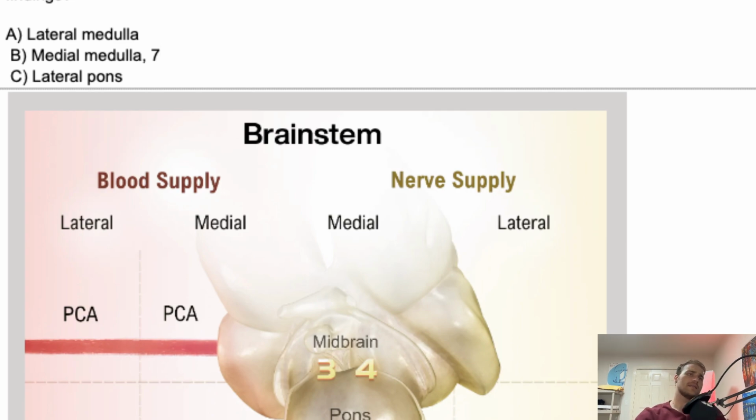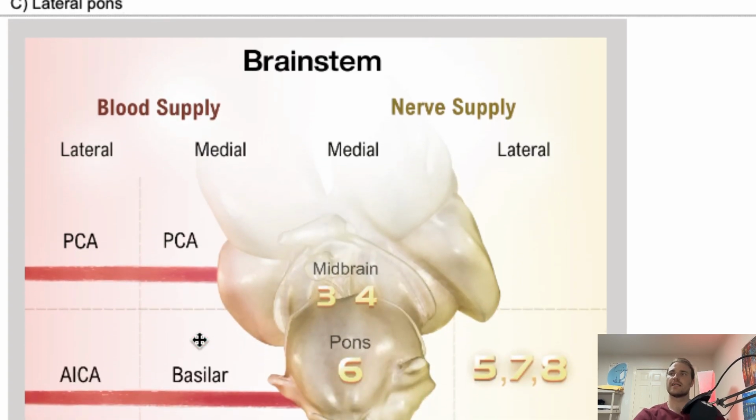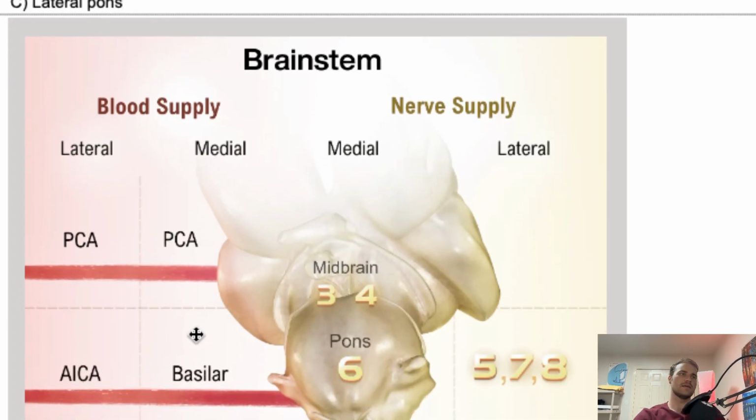All right, so lateral pons, that should make us think of, here we can scroll down so we can actually see this. Lateral pons here is going to be our cranial nerve 7 palsy. It's going to be our AICA syndrome, but it's not going to be our 3. It's going to cause hearing loss and some vertigo. So yeah, that's going to be your lateral pons right here, boom.